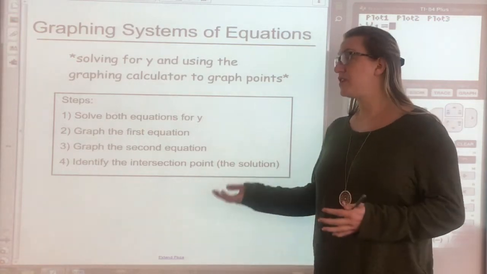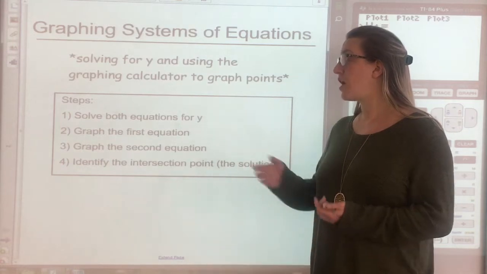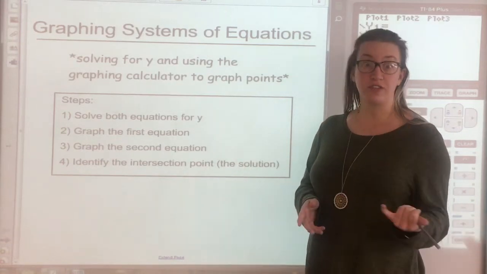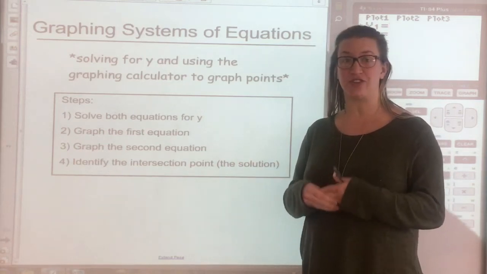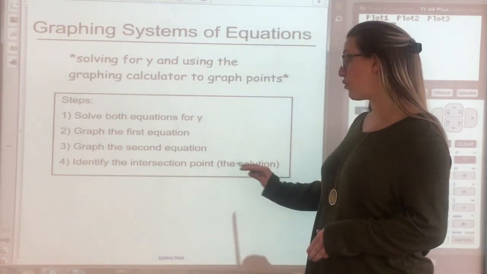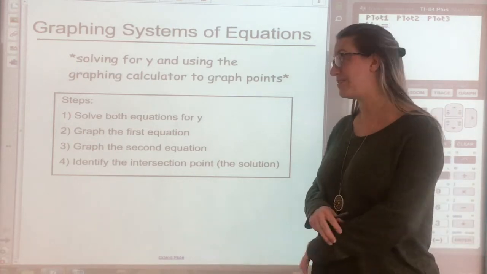If you'd like to pause the video to write down the steps right now, you can. The steps are: solve both equations for y, graph the first equation, graph the second equation, and then make sure you identify your intersection point. That's very important because that is your solution. Where they cross is the solution to that system.